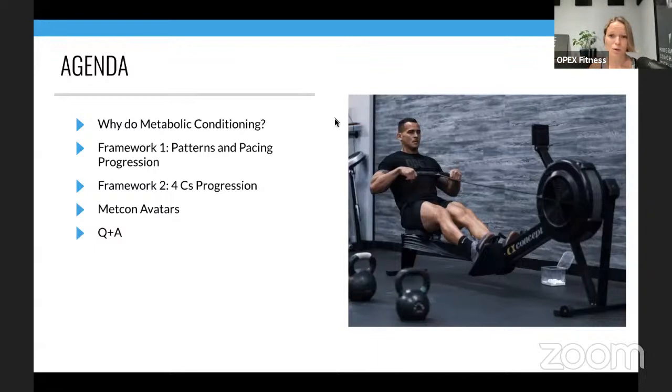We're going to do a little bit of a walkthrough of some avatars and ask you to help us pick the best Metcons for some folks. And then we will have some time for Q&A at the end.